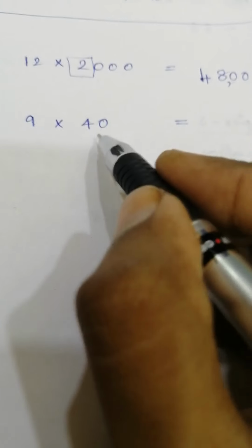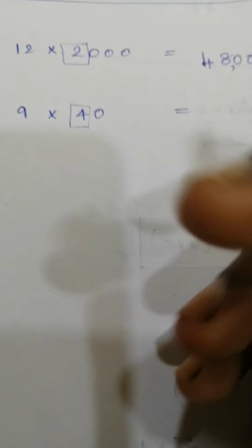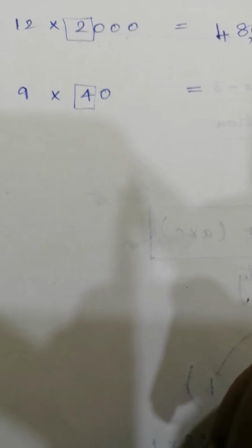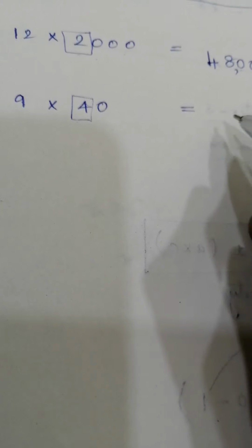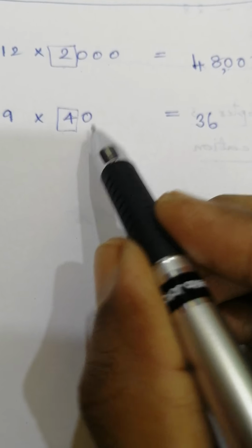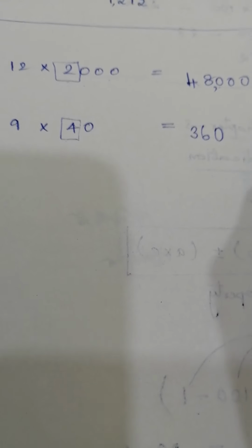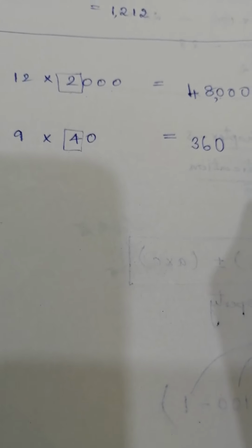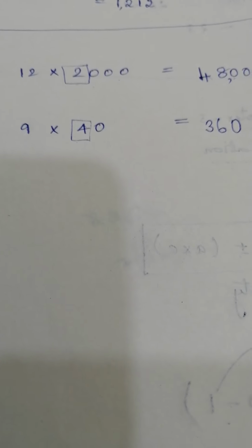Similarly, consider the second example, 9 into 40. Here leave that 0 and take the non-zero number, that is 4. Now which table are you going to apply? 4th table. So 9 4s is 36. So in the answer part you are going to have the answer as 36. And how many zeros do you have here? Only 1 zero. So add 1 zero at the back. So your answer is 360. So in this way you can do your multiplication very easily.